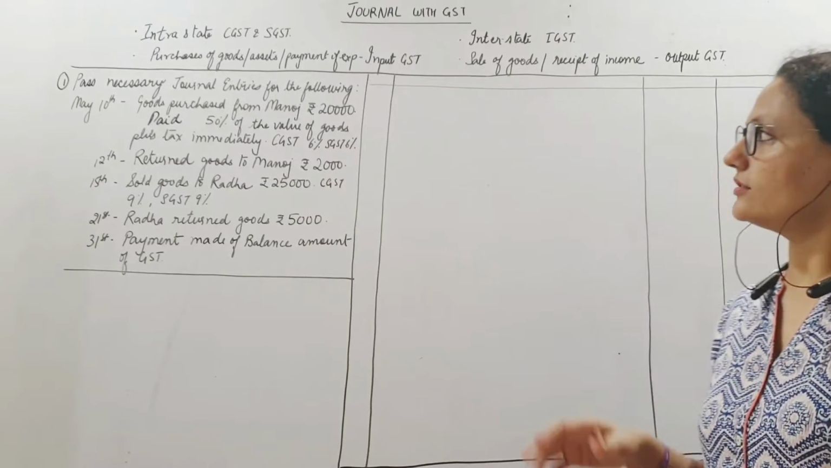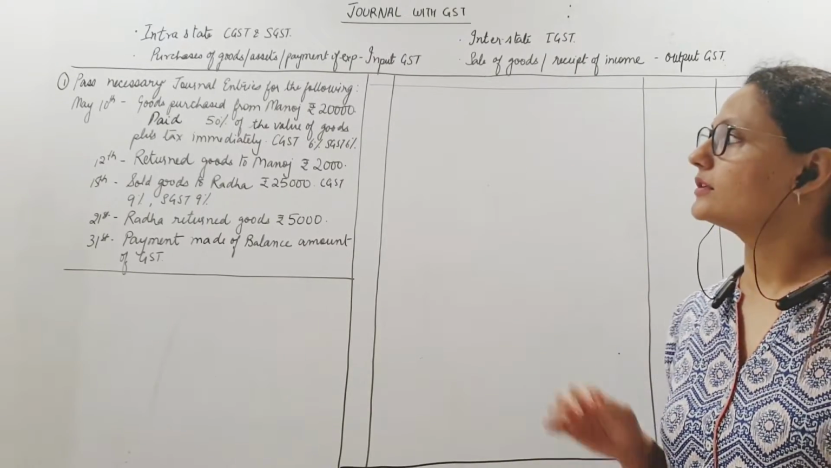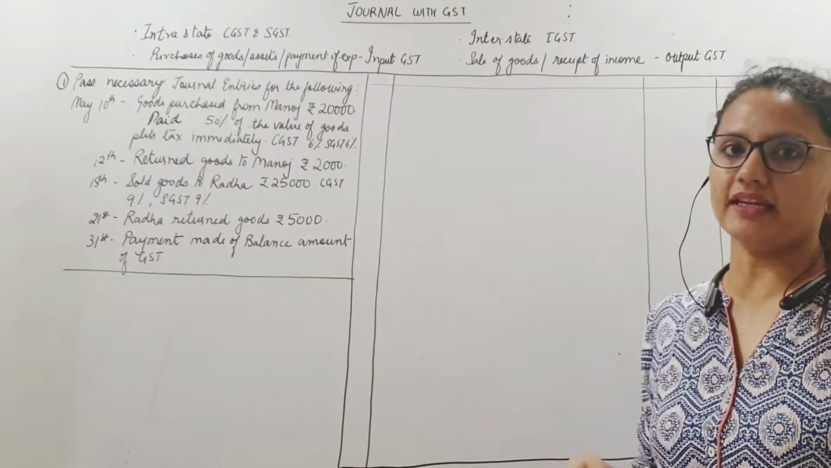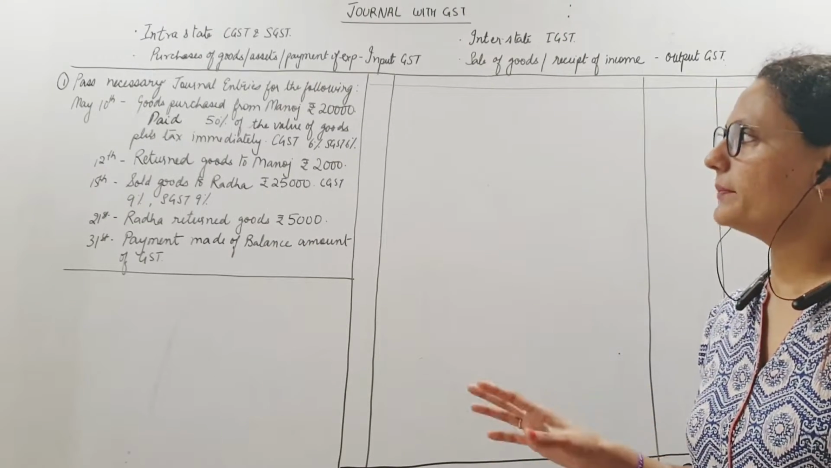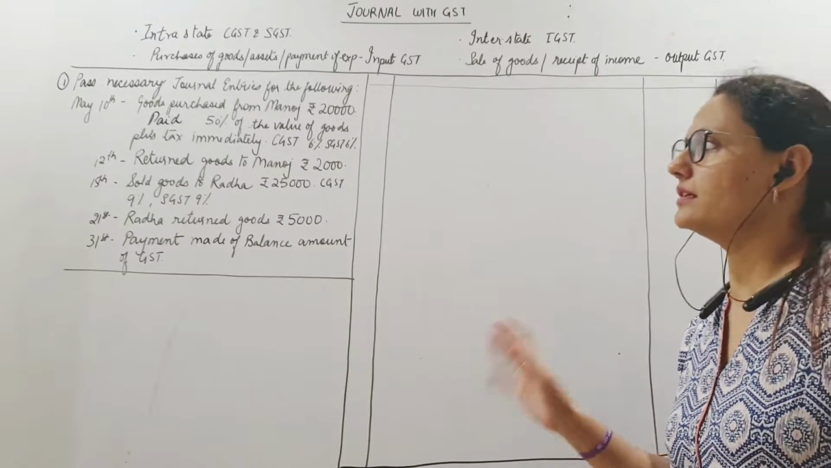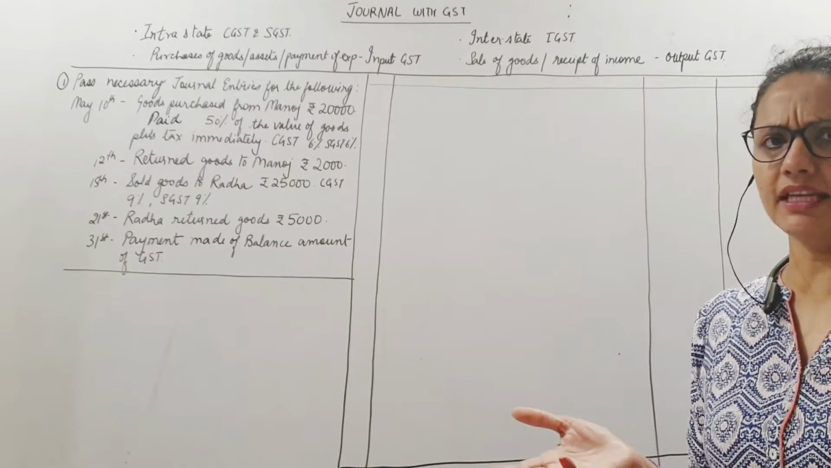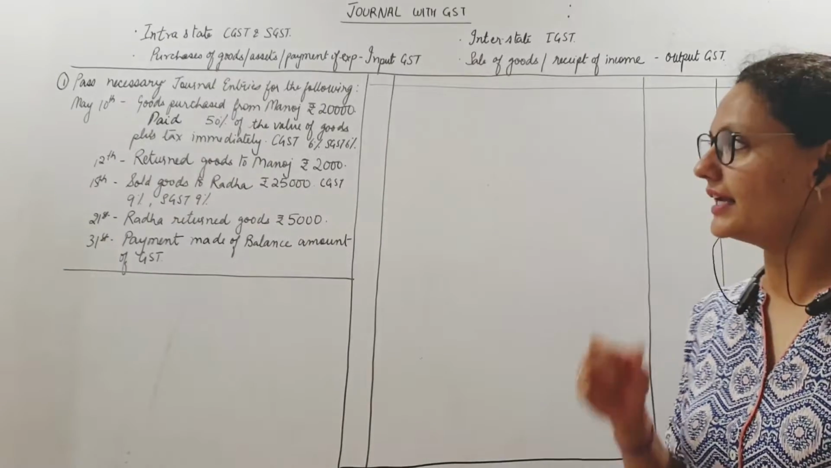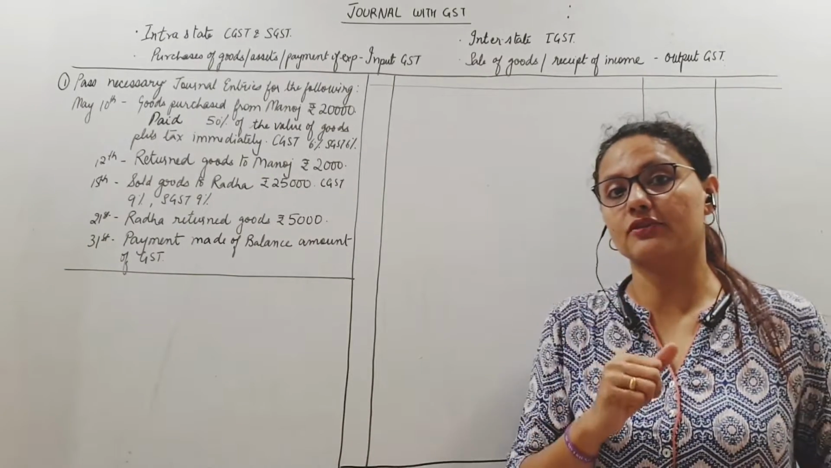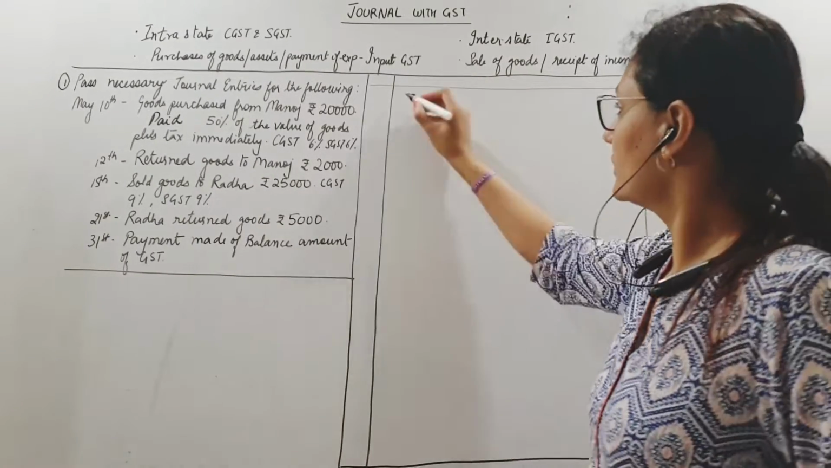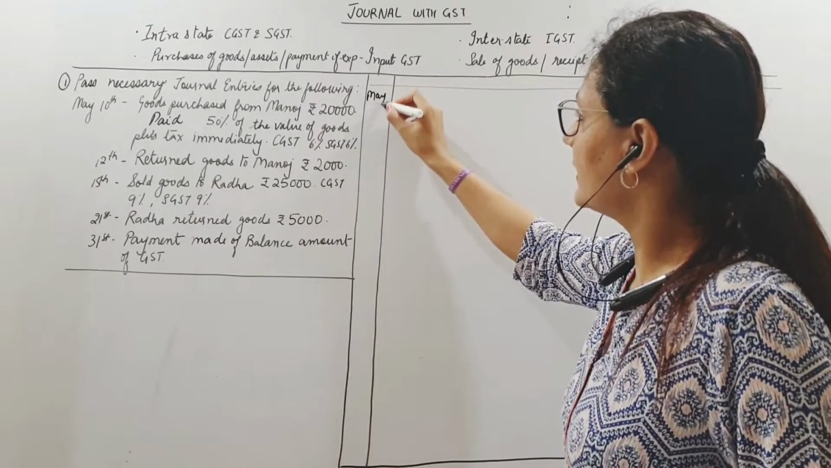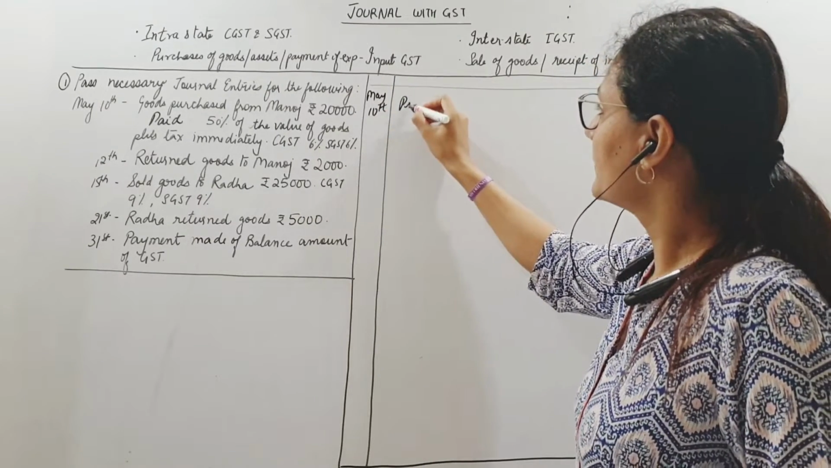Pass necessary journal entries for the following. May 10th, goods purchased from Manoj 20,000. Paid 50% of the value of goods plus tax immediately. Fine. So I am paying part of the value and remaining will be a credit transaction, right? So you all know what is a transaction for purchase, right? So we are on May 10th, purchasing.